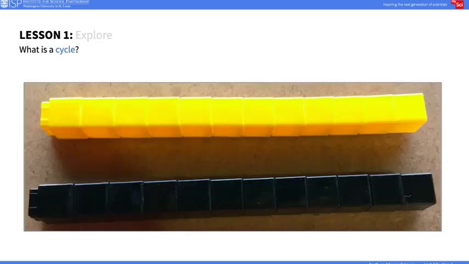In the Explore, separate students into 6 groups, giving each group a bag of Unifix cubes. Ask the group to make a pattern with the cubes. One example could be black, yellow, black, yellow.